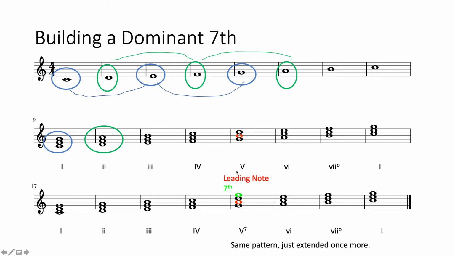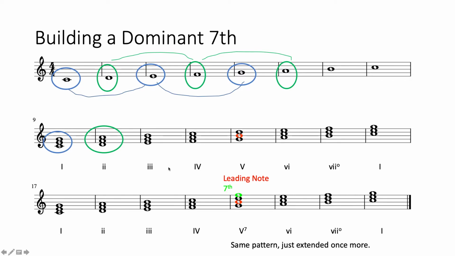A dominant seventh chord is this chord here, and all we do is extend that pattern one more step. So we start on G, B, D, and then F to make our dominant seventh chord, as in a seventh chord on the fifth step of the scale. That's what a dominant seventh chord is. That's how we go about building one in a particular key.